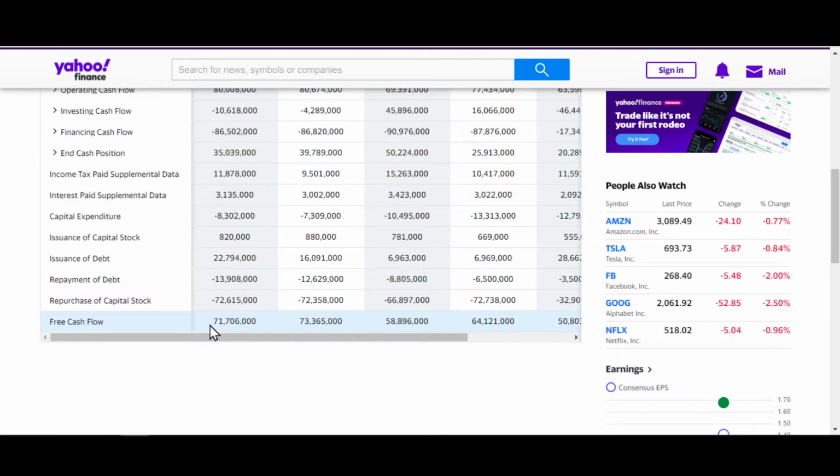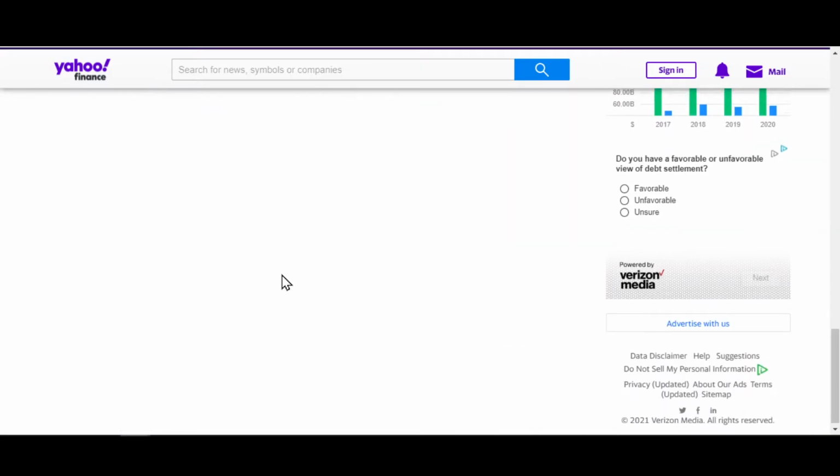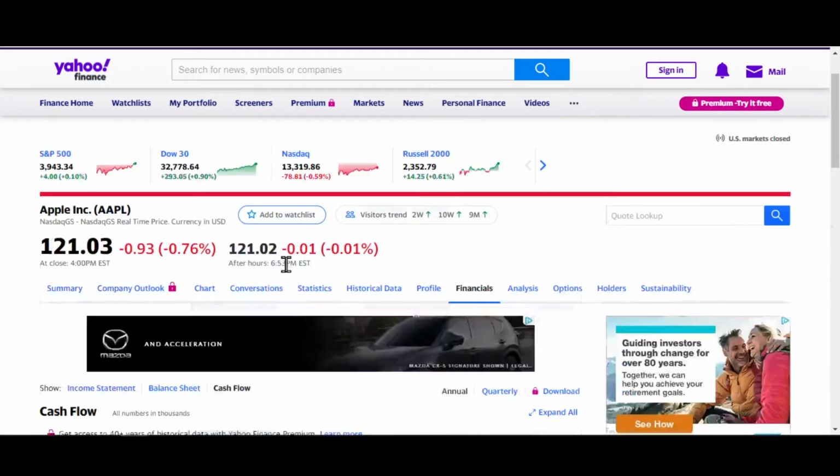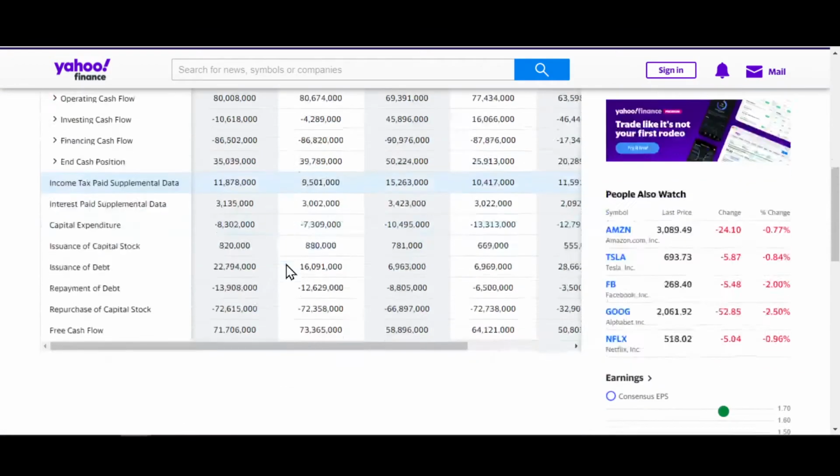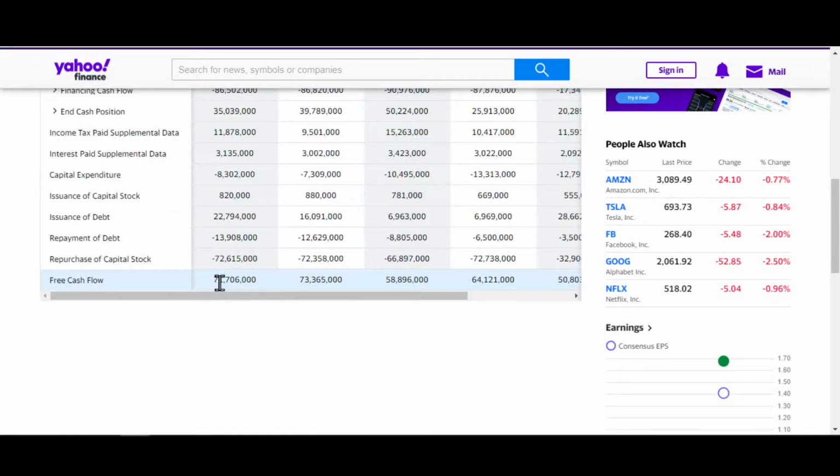Apple has $71 billion in free cash flow. That's amazing, right? And you can see that a couple quarters ago it was at about 50 billion, 64 billion, 58 billion, 73 billion. So it's been increasing in its cash flow, and this is good.